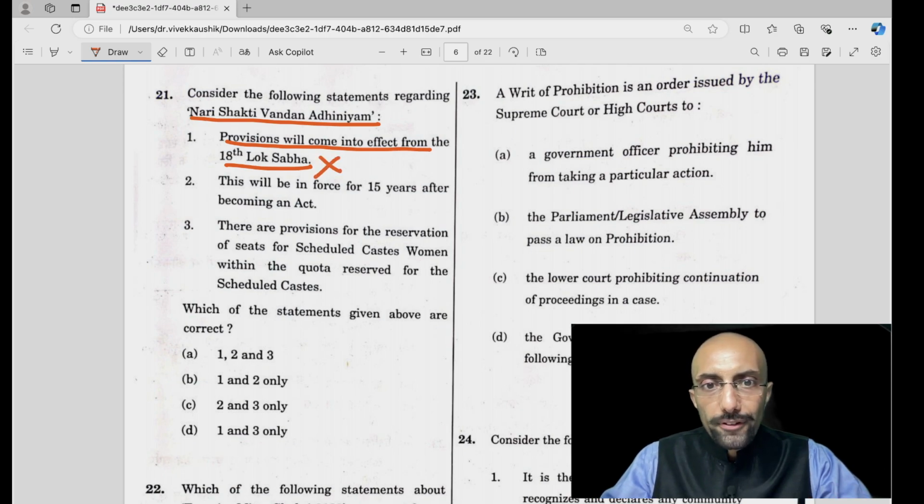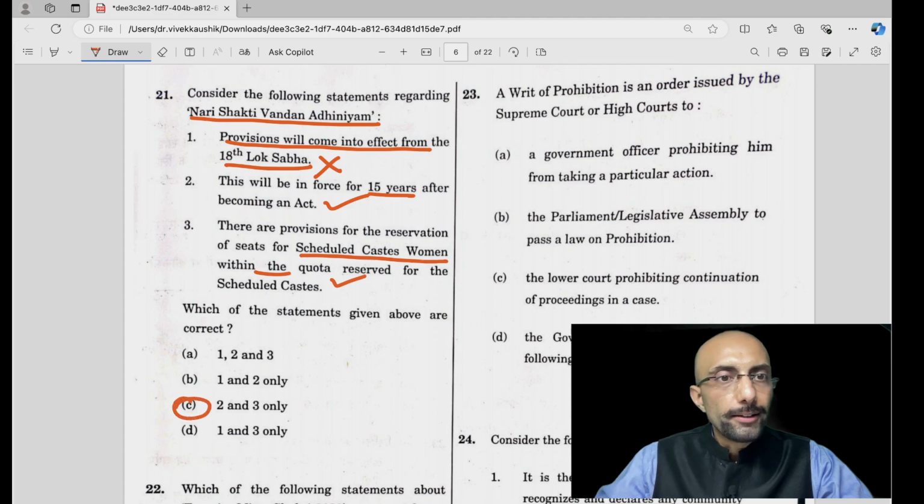It will be in force for 15 years? Yes, this is correct. And there is a provision for reservation of seats for scheduled caste women within the quota? Yes, this is correct. So we are going to have SC/ST quota within 33%, so this is correct. So the answer will be 2 and 3 only.